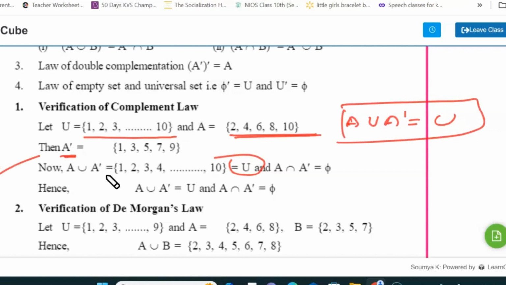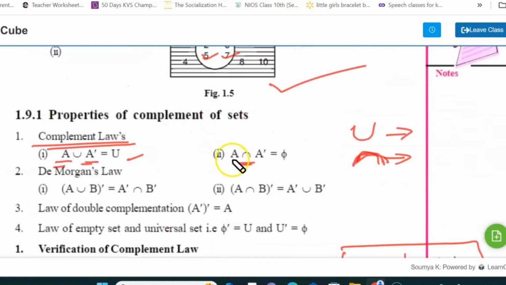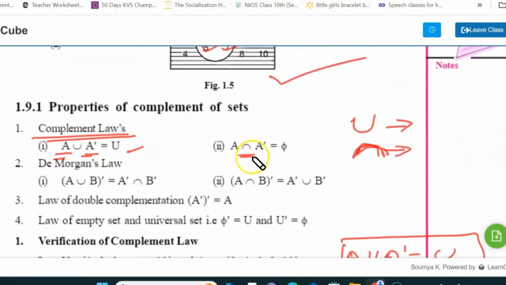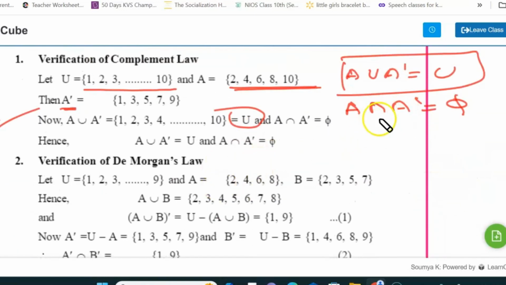The other one says the set and its complement intersection will be disjoint. That means nothing will be matching. It is disjoint. Let's check. It has to have common elements. So if we take A and A complement, nothing will be common. So it gives a disjoint result. The sets don't have any common elements. So this is also verified.